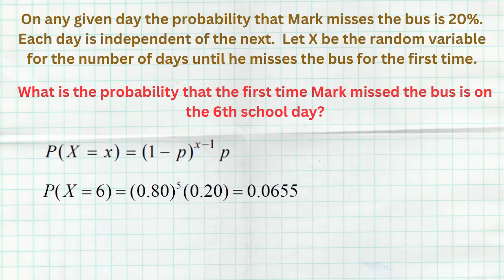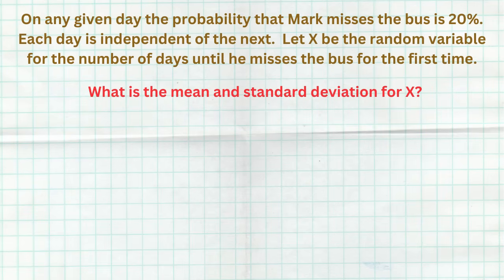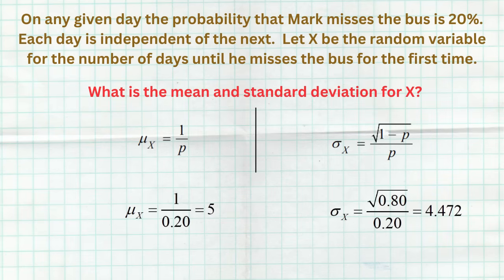All right, what about finding the mean and standard deviation in this situation where x is the number of days until he misses the bus for the first time? Well, once again, we have these 2 really easy formulas on that formula sheet. All we got to do is plug and chug. So 1 divided by 0.2 is 5, which means on average, if we were to have him wait and see how many days it takes him to miss the bus for the first time and then do it again, and again, and again, on average, it's going to take 5 days to get his first missed bus.